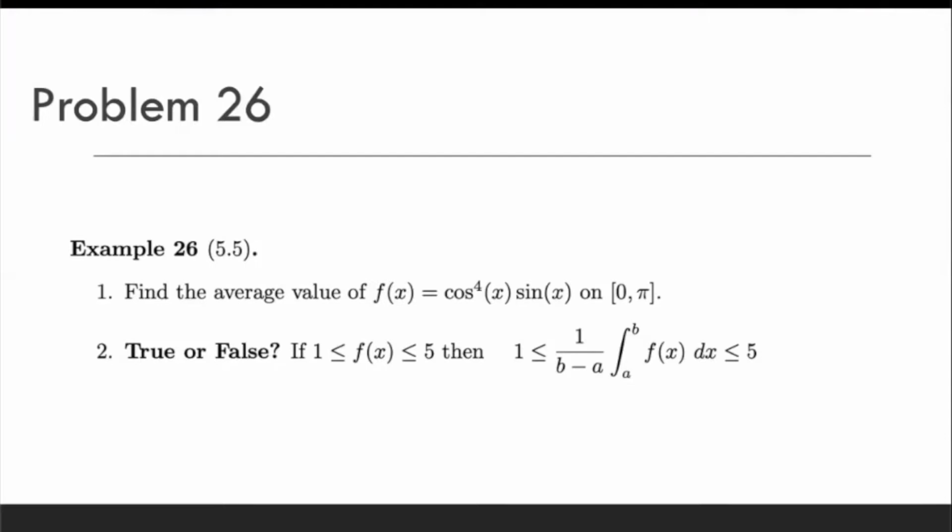So part one of the question asked us to find the average value of f of x equals cosine to the fourth power of x times sine of x on the interval of 0 to pi. Part two is a true or false question that says if f of x is between 1 and 5, then 1 over b minus a times the integral from a to b of f of x is between 1 and 5.